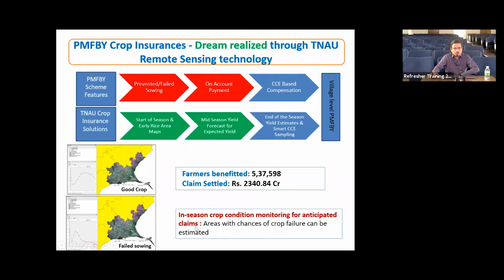And also we are assessing the in-season crop condition for anticipated claim, so areas which have chances of crop failure. If there is a prediction of drought or some other disaster, we can assess or predict the chances of the crop condition in advance, so that this data is helpful for the crop insurance field.